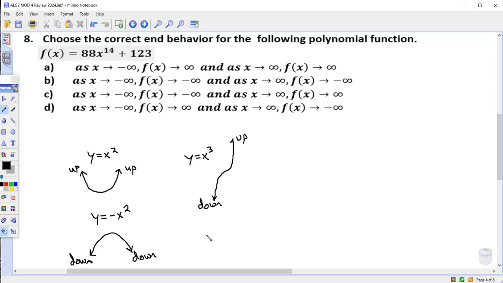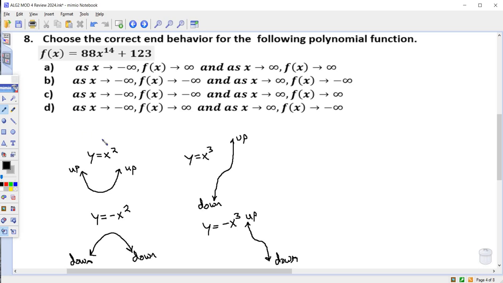If we had the negative of this, if we had y equals negative x cubed, it's going to be the opposite. We start up at positive infinity, and then it goes down to negative infinity on the right side. So on the left side of the graph, now we start up, and on the right side of the graph, we go down. Right? And end behavior, these are the only four things that can happen.